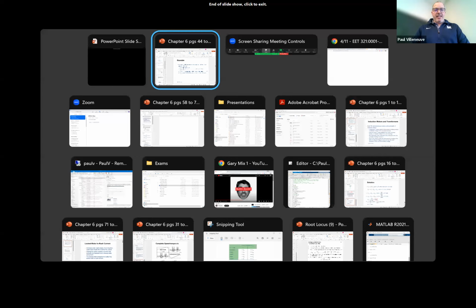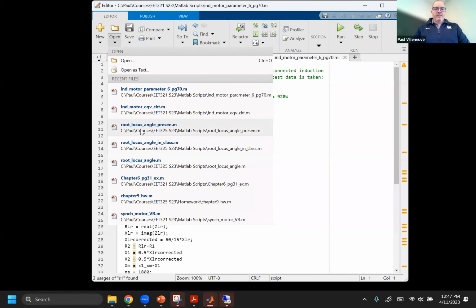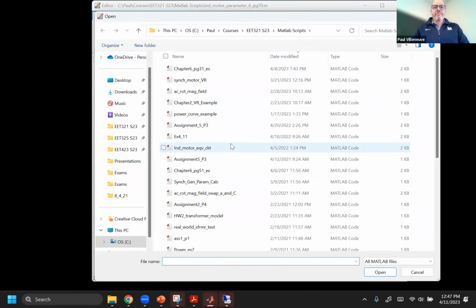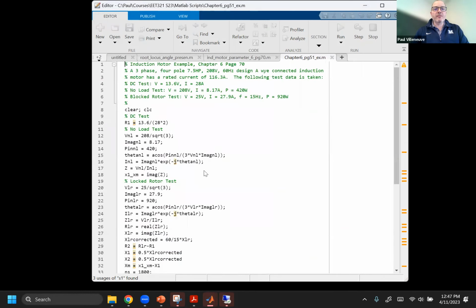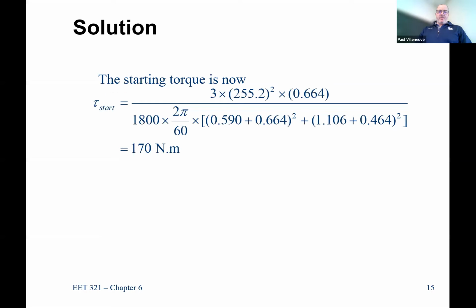Let's take a look at MATLAB. Where is MATLAB? Let's see. Do I have that one up? I do not. Is it this one? Let's see if it's this one. Okay. I think this is the problem, right? If we take a look, let's go back up to my parameters.